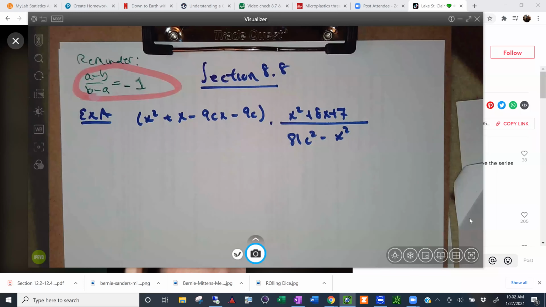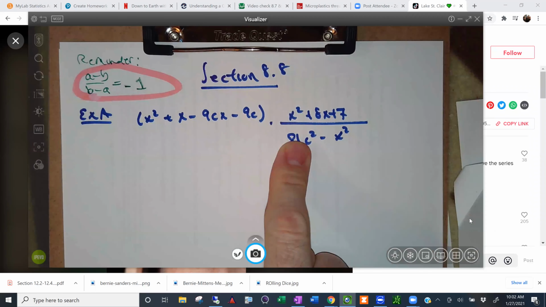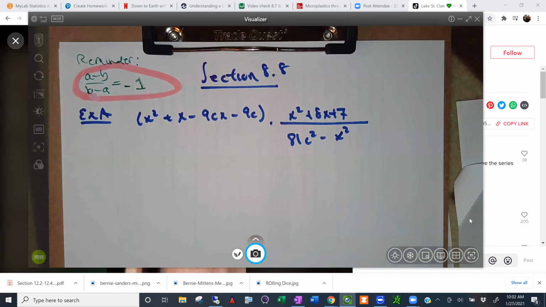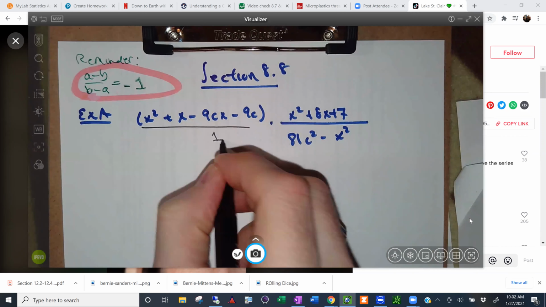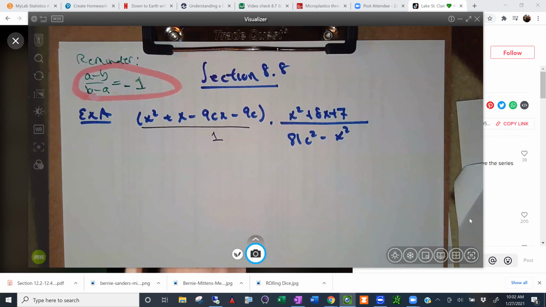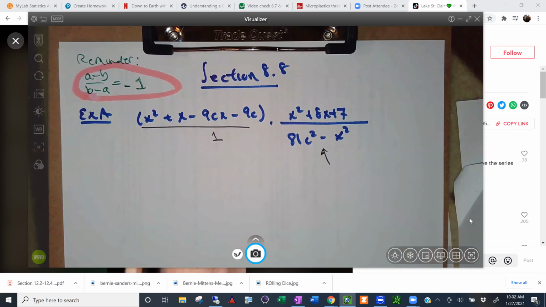Now, let's turn our attention to this first example. I like this because it gives you a variety of factorizations to deal with. Now, you may find it helpful to think of this as being over 1. That might be helpful. Now, I said it gives you a good variety of things to factor, and let's start with this one down here in the denominator.